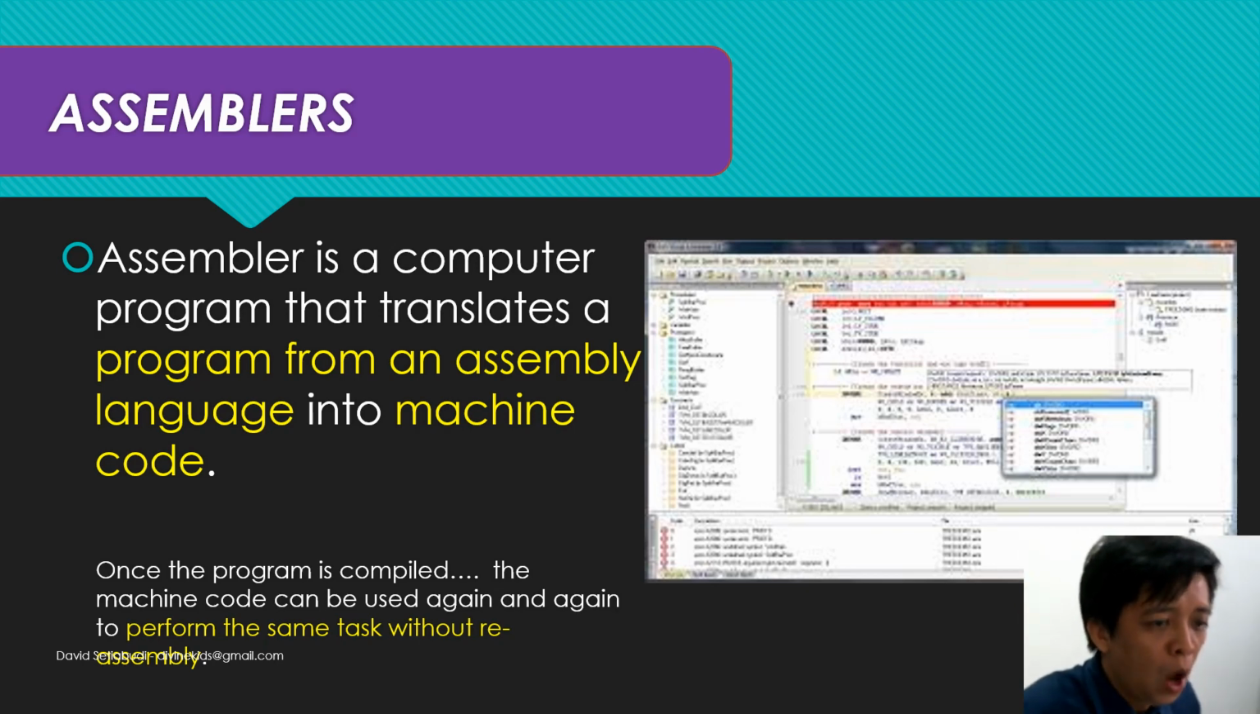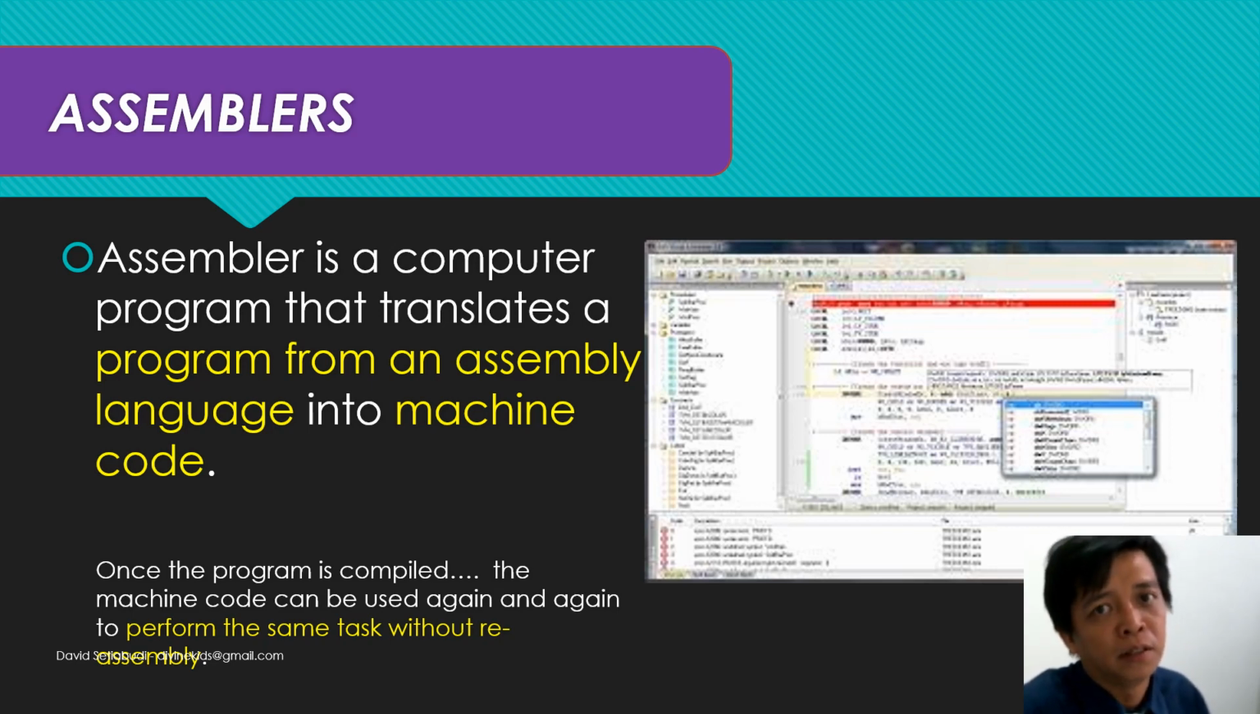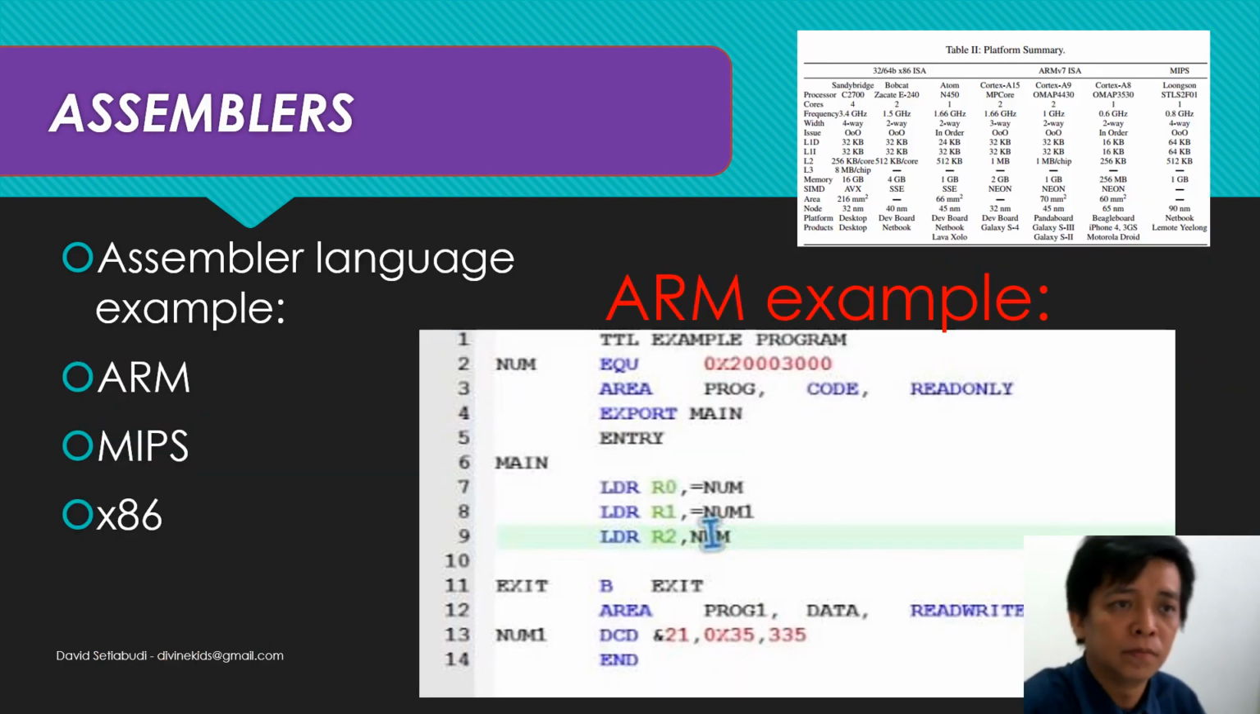So once the program is compiled, the machine code can be used again and again to perform the same task without reassembly. It's just about the same as compiler. But this time it's from an assembly language. Now, the samples of assemblers are ARM, MIPS, and x86 language. This is the sample. You don't need to remember this. Okay? I'm skipping this.